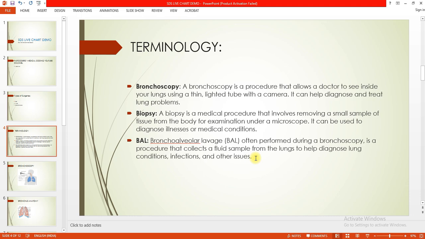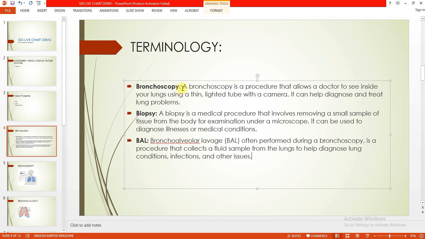Okay, so basically lavage. Wherever you see lavage, here the physician will inject normal saline. Okay, and he will perform the cleaning of the lungs, bronchioles and bronchus. From there the physician will aspirate the fluid and send that fluid to the pathology department. Okay, so these are the definitions needed to understand before coding bronchoscopy procedures.